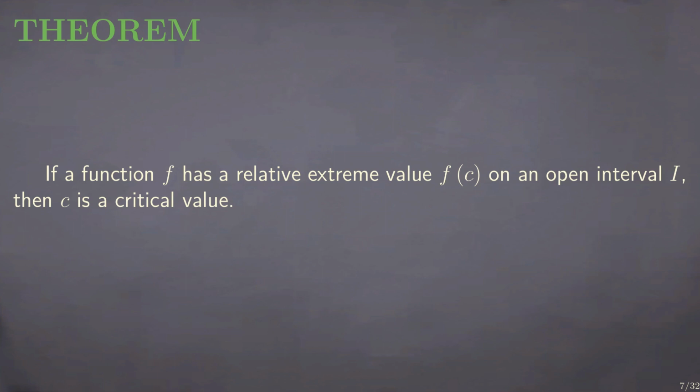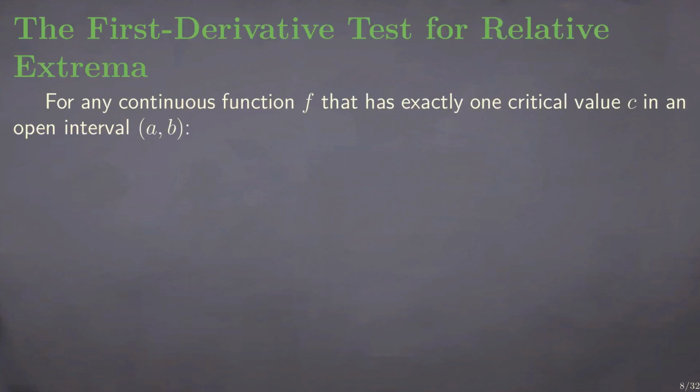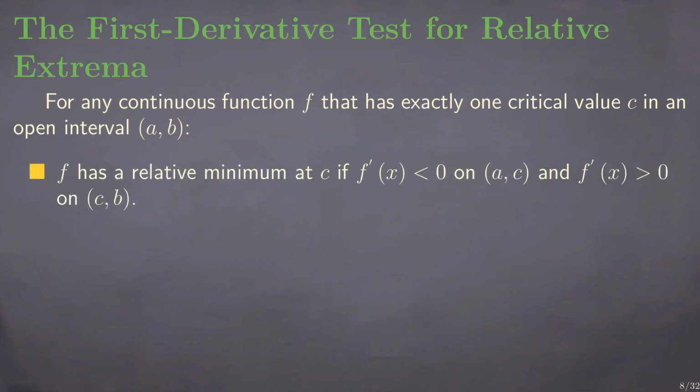So because of this theorem, now we have the first derivative test for relative extrema. For any continuous function f that has exactly one critical value c in an open interval (a, b), then f has a relative minimum at c if the derivative of f(x) is less than 0 on the open interval (a, c) and is positive on the open interval (c, b).